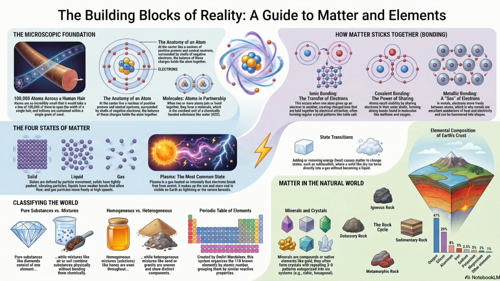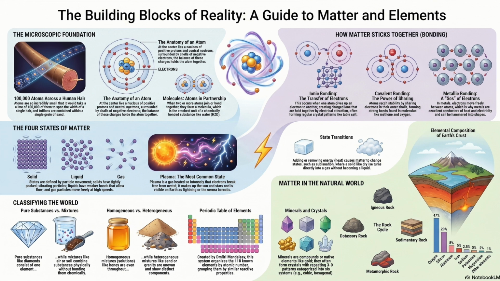So what do the neutrons do then? If they don't change the identity, are they just kind of dead weight in the nucleus? Not at all. They are the peacemakers. Think about the charges. Protons are all positively charged. What happens when you put a bunch of positive magnets right next to each other? They repel. They push apart violently.